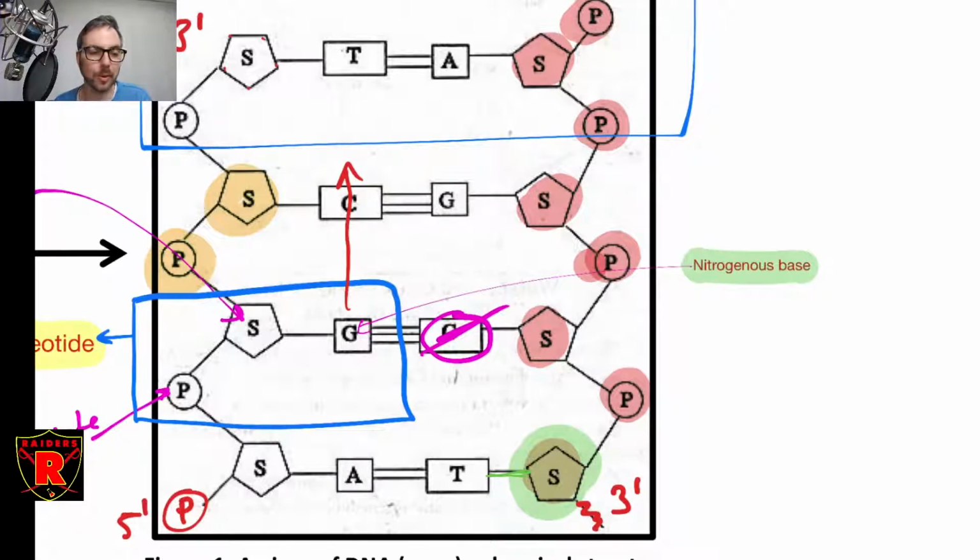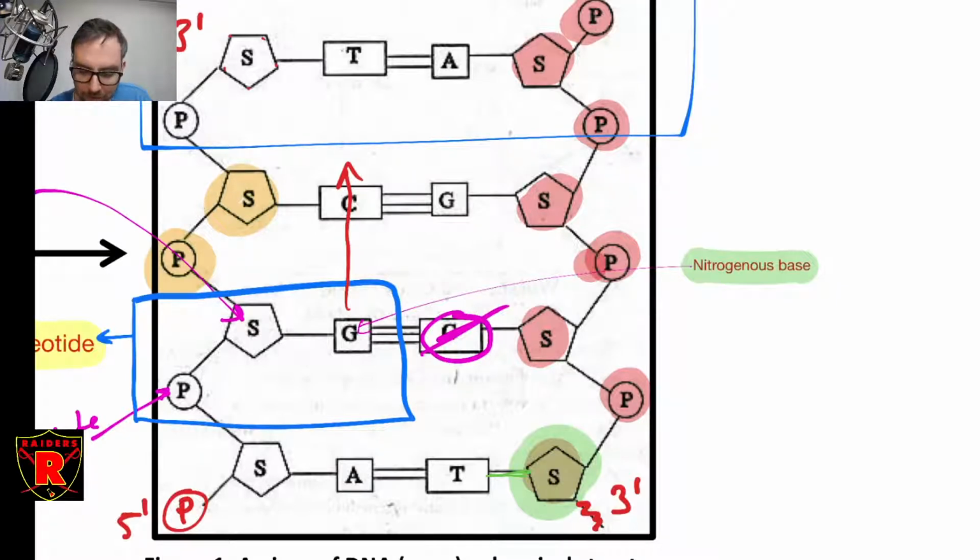One of the really cool things about this is you have enzymes that will run along the DNA and look to make sure that there's no holes. And when they find a hole, they will attempt to insert the base pair, the correct nitrogenous base that fits in the missing hole.